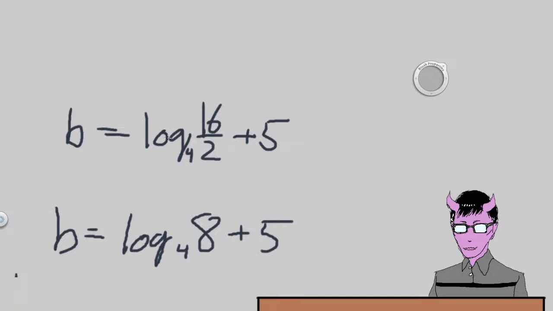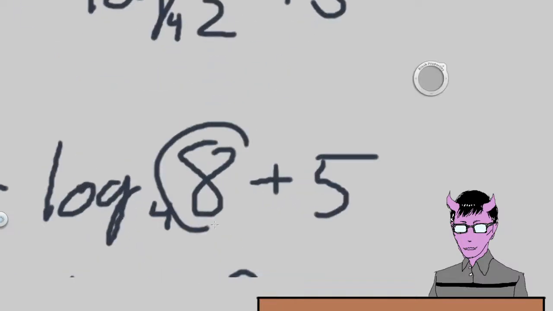Keeping the base 4 for the log, of course. So again, all we did was change 8 into a quotient of 16 over 2. The reason is that 16 is the result of 4 squared, and 2 is the result of the square root of 4, versus just keeping it 8.